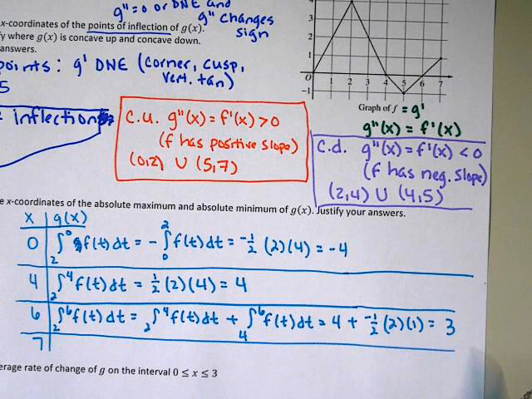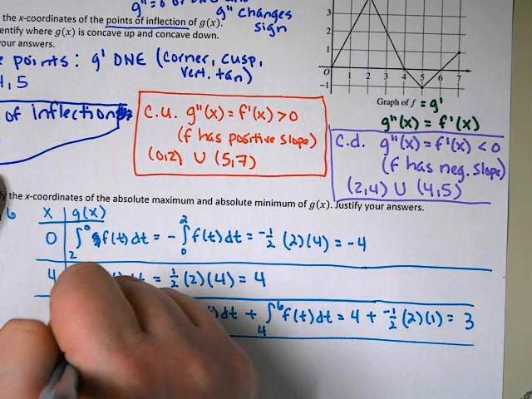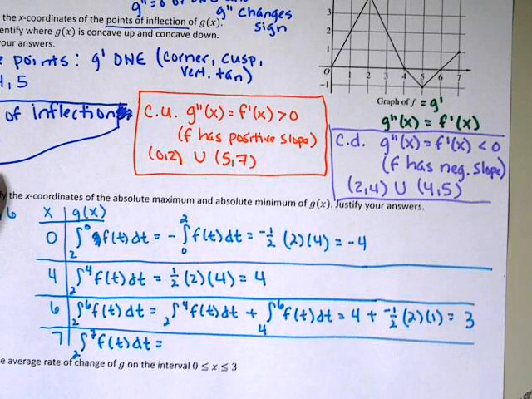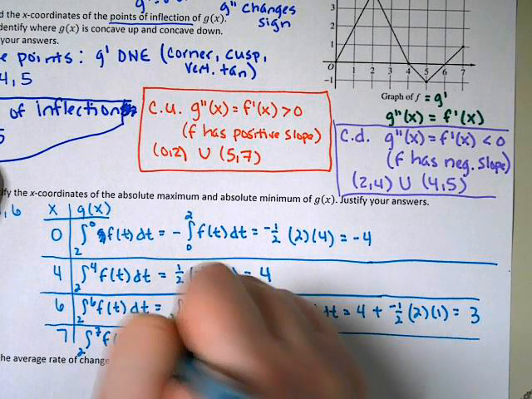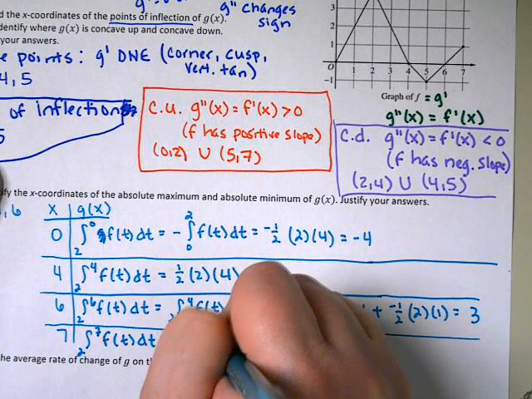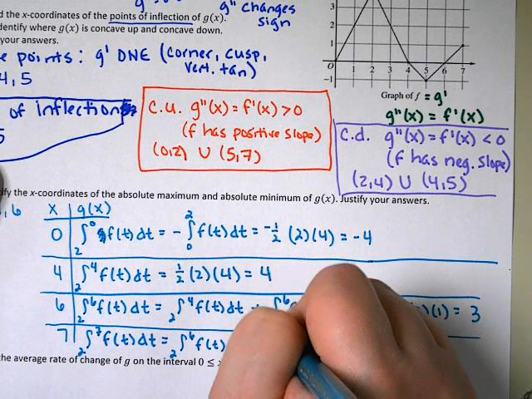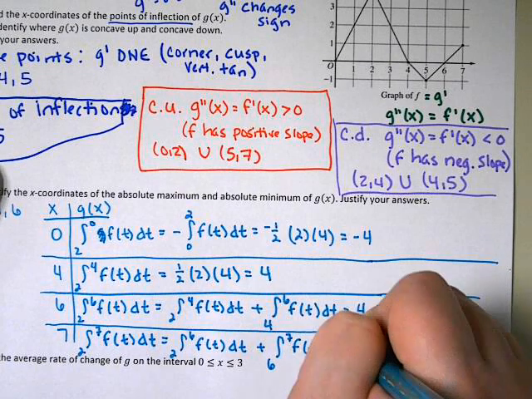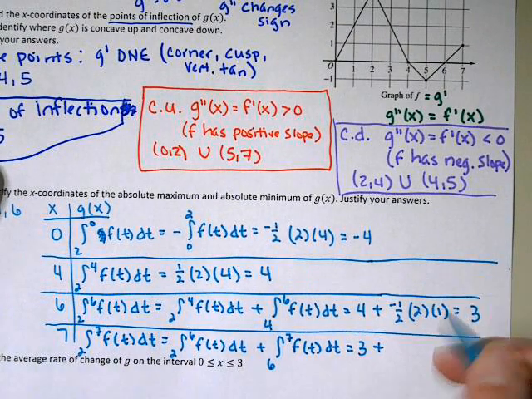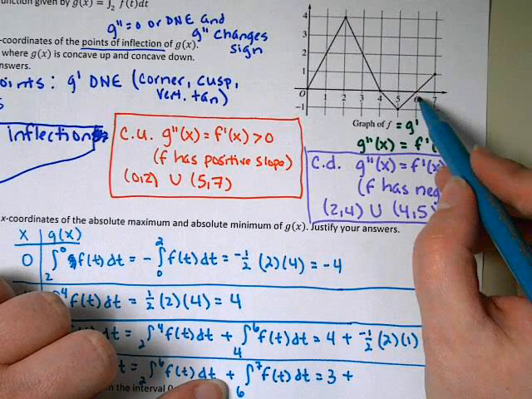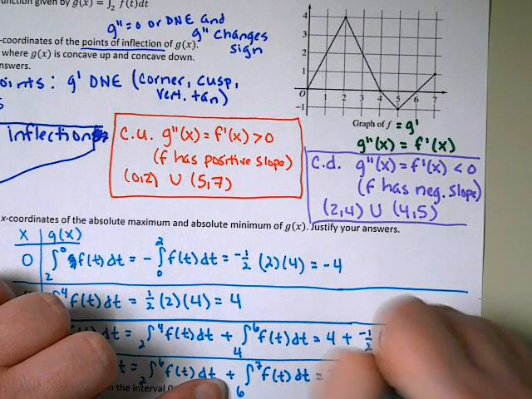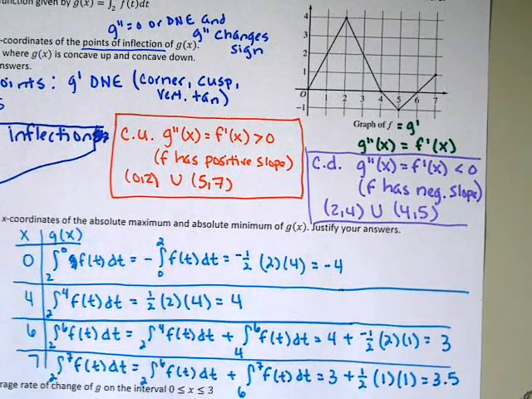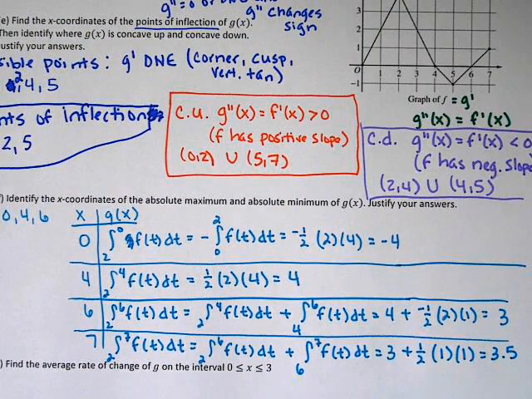And then one more to go. But similarly, since I'm doing the integral from 2 to 7 of f of t dt, I'm actually going to break that up as the integral from 2 to 6, because I just found that, plus the integral from 6 to 7 of f of t dt. So let's see, I have 3, and now I just need to do the integral from 6 to 7. So 6 to 7 is just a little triangle with a base of 1 and a height of 1. So I get 3.5.